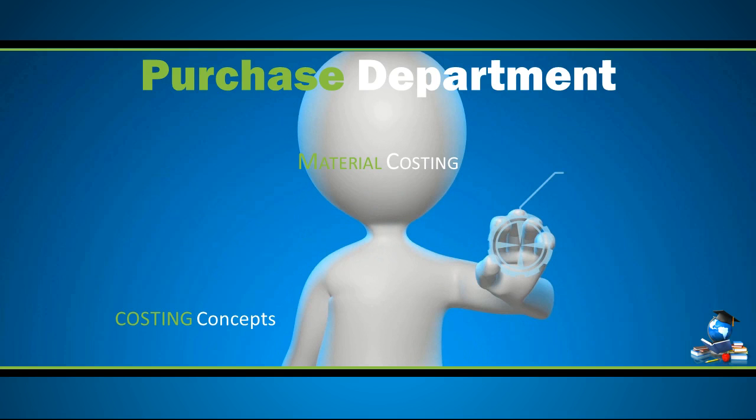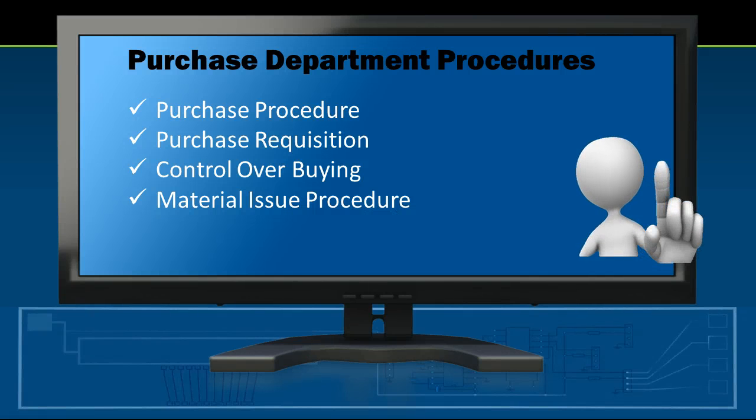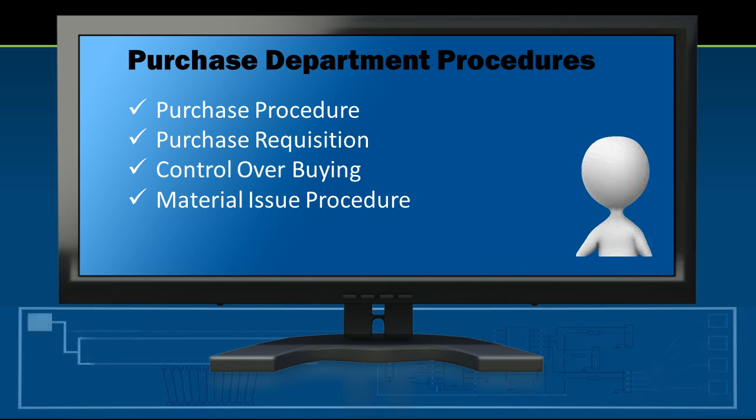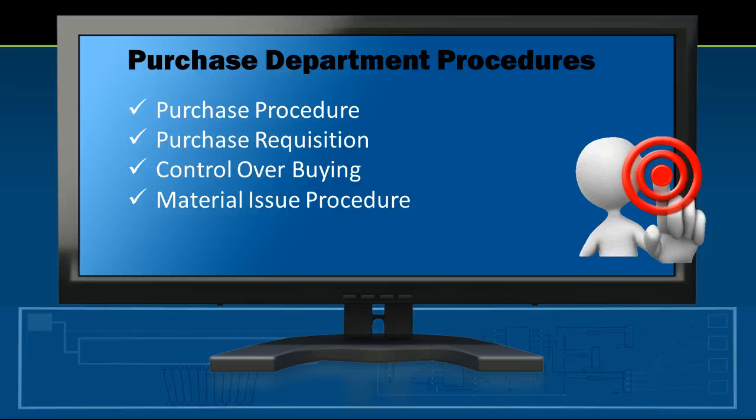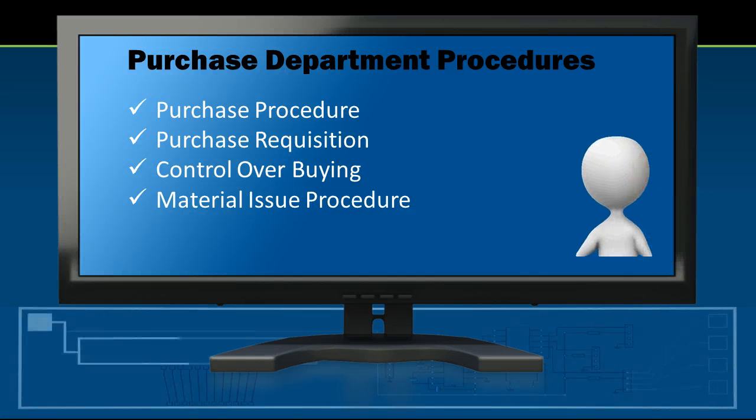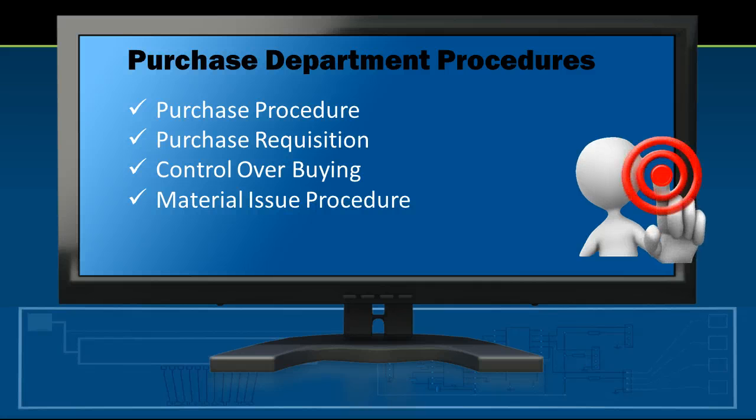Let's look at the purchase department procedures now under material costing. On the purchase department procedures, the subtopics that we would be covering are the purchase procedure, the purchase requisition, control over buying, and material issue procedures. Now let us take one by one.